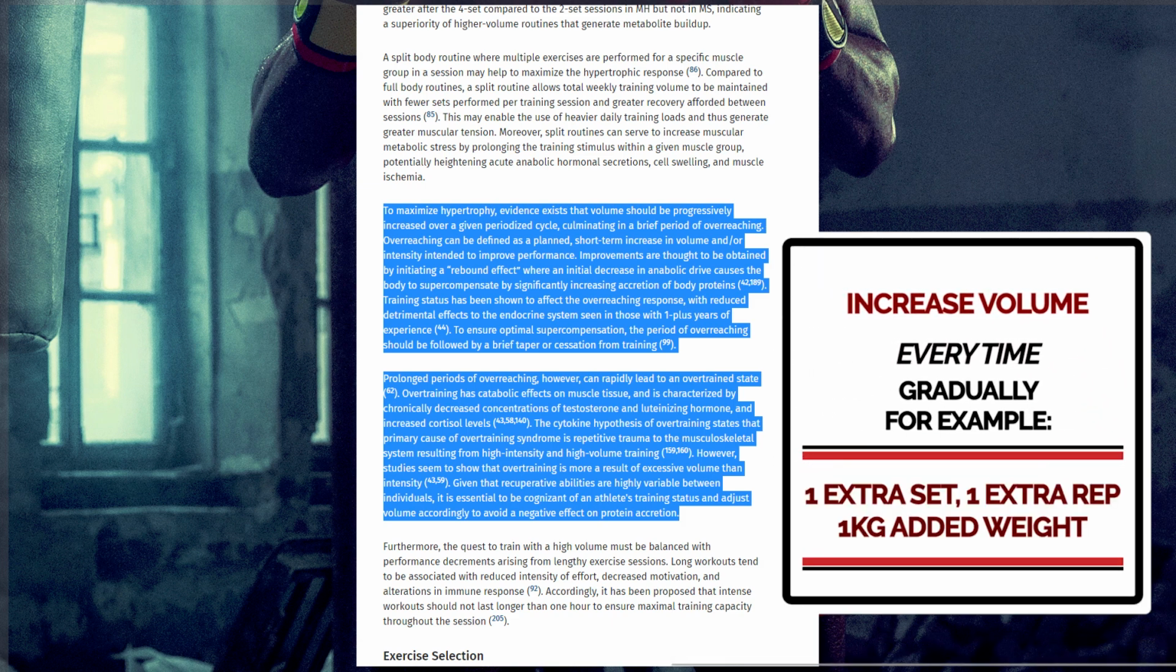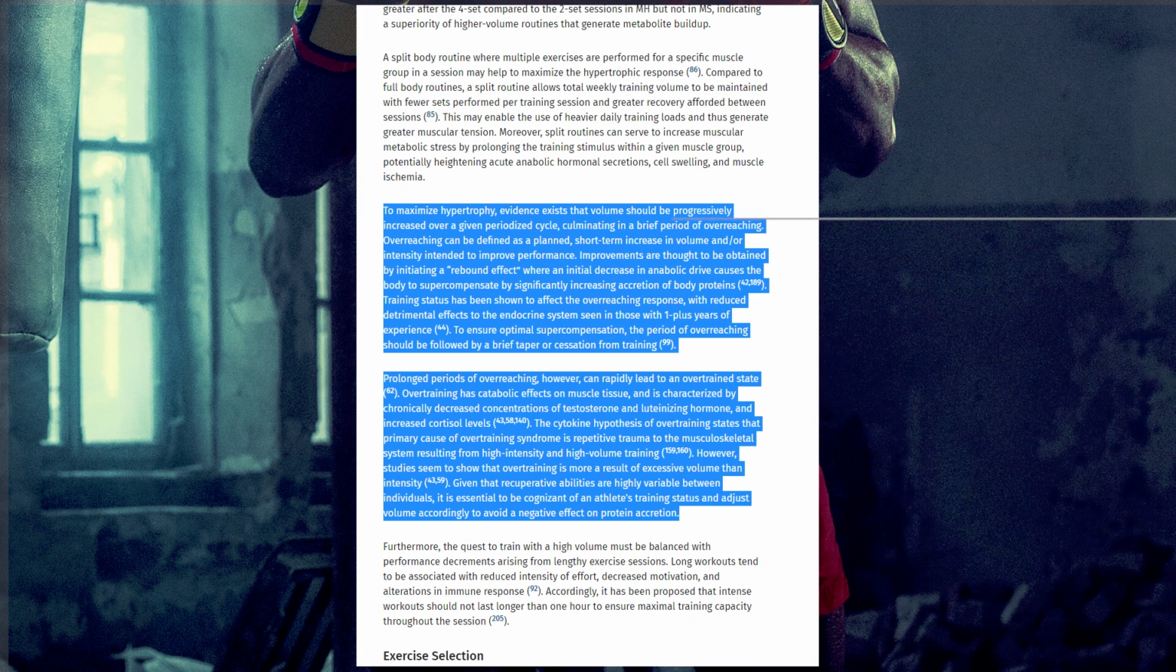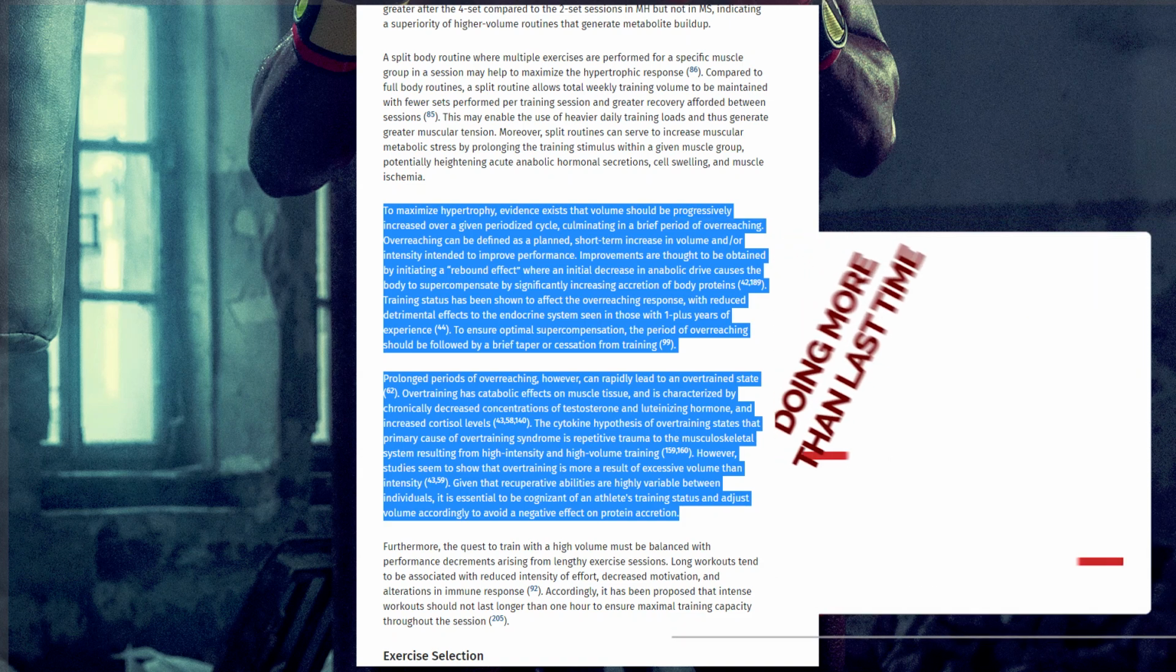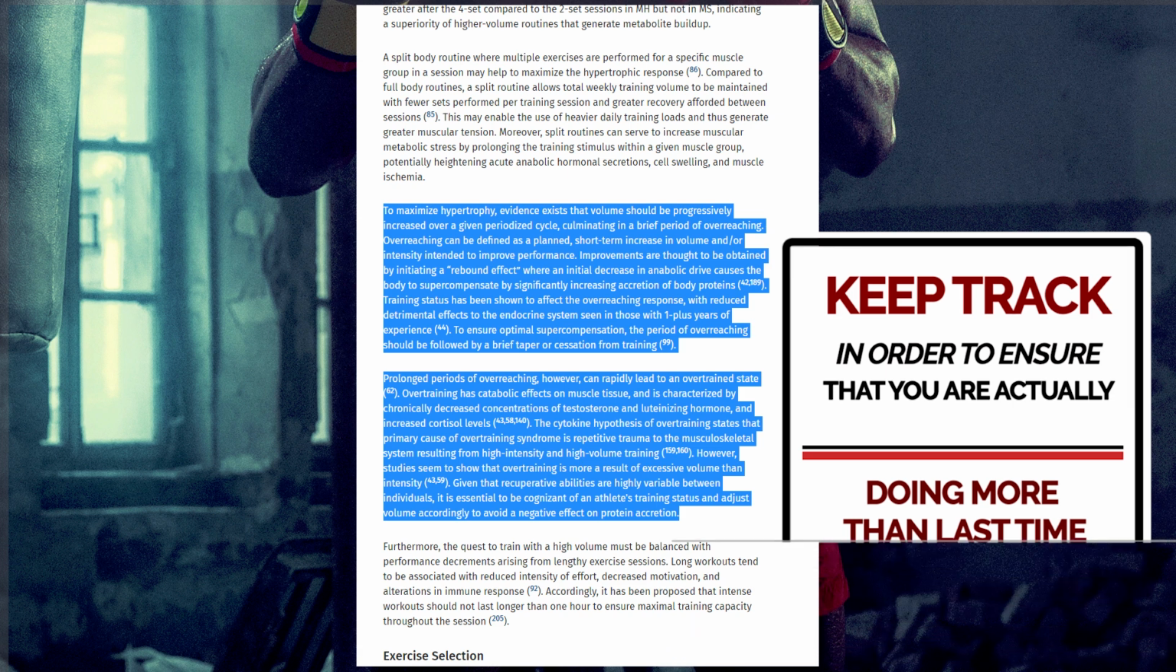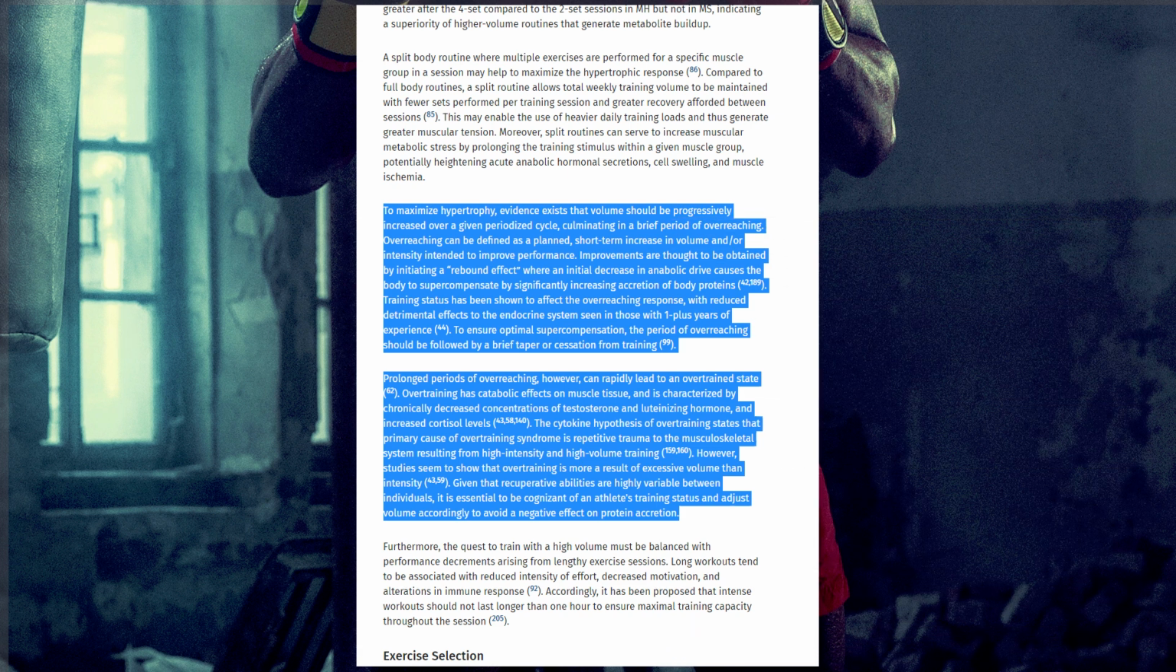Of course, make sure to periodize this increase in volume, and for this reason I would definitely recommend to keep track of your training sessions, because this way you can always see how much you should increase, and you should always increase just a little bit and slowly build up your volume. It also is very important to ensure optimal supercompensation.